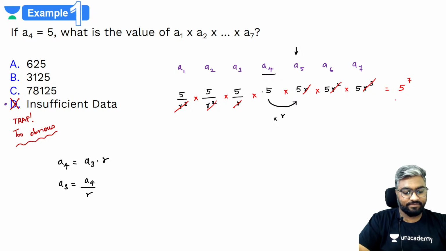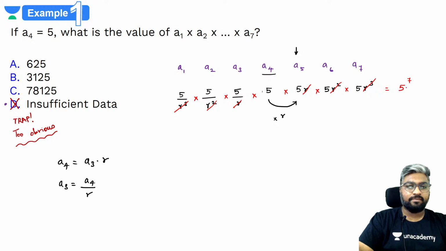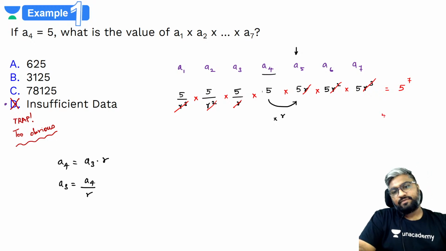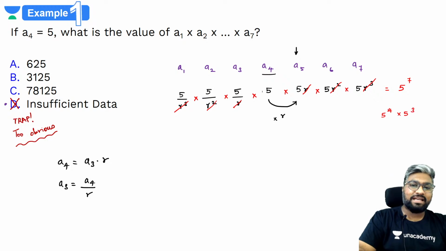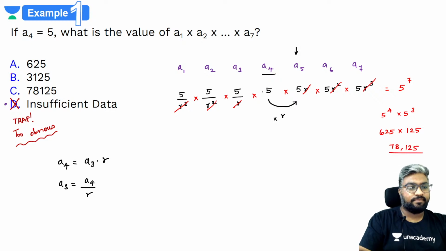Yes. If you guys have any doubts, please ask. No, so what is 5 power 7? 5 power 7 is 5 power 4 into 5 cube. 5 power 4 is 25 square, which is 625 into 125. 625 into 125 is how much? 78,125.